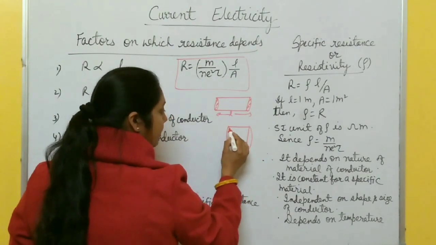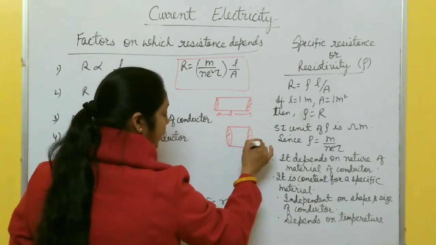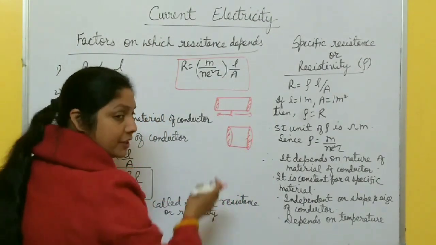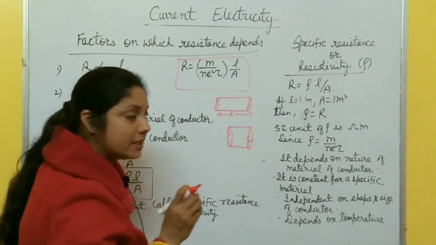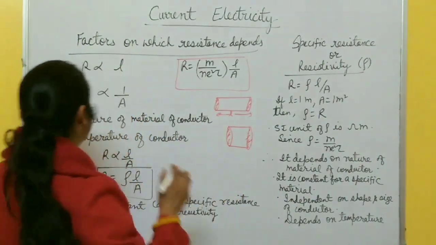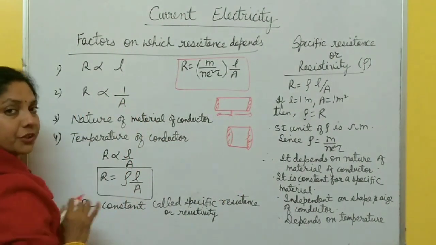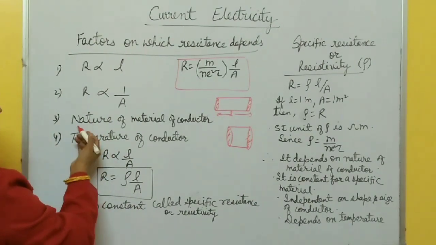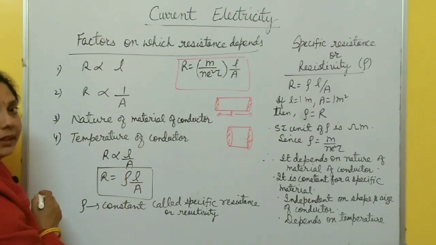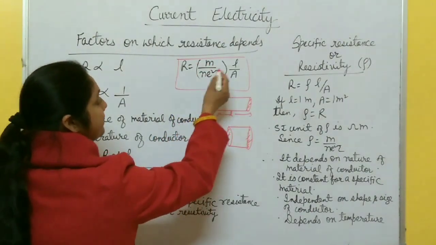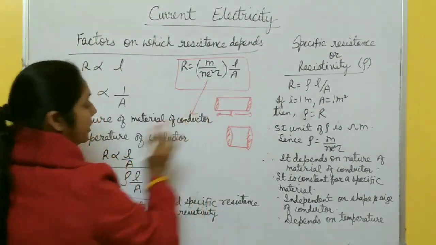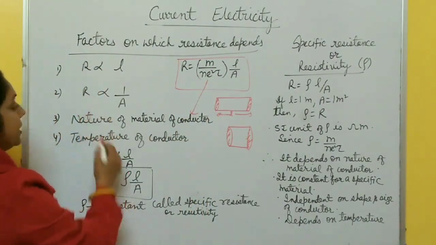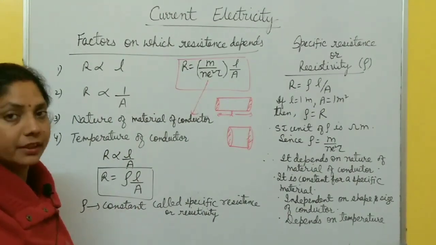Okay, if the area of this cross section increases, it means electrons get enough space to move. It means less collision, so less resistance. So resistance is inversely proportional to the area of cross section, and it also depends on the nature of the material of the conductor. This term represents the nature of the material of the conductor, and also resistance varies with the temperature of the conductor.